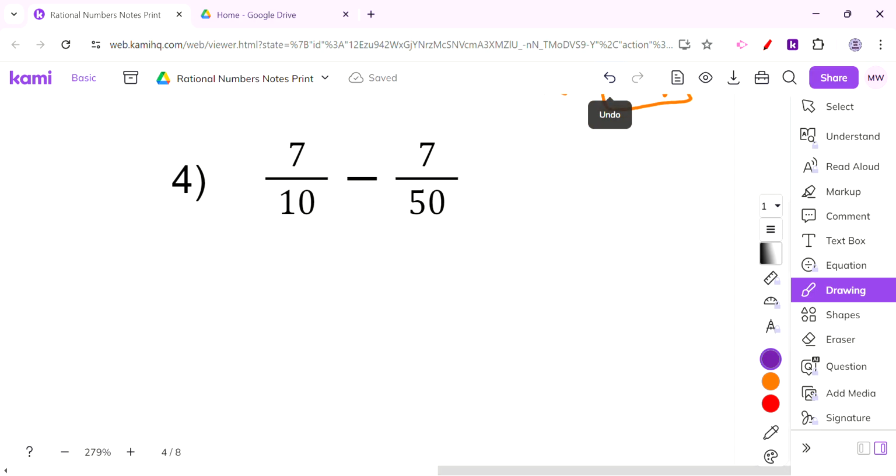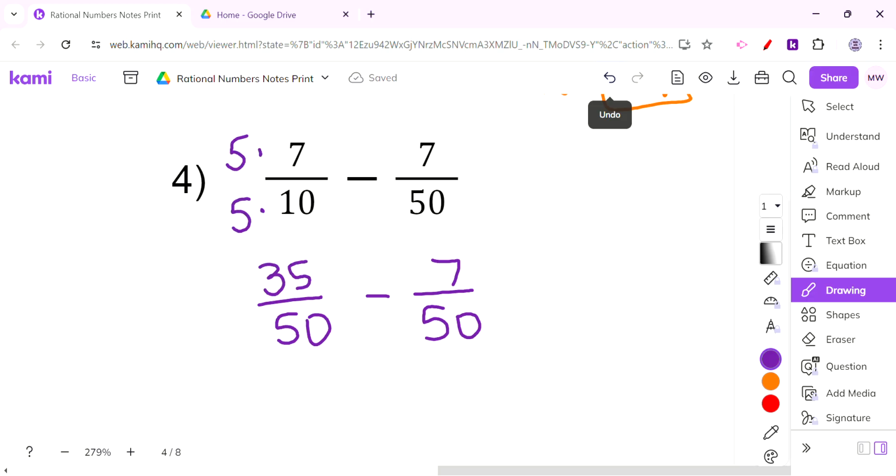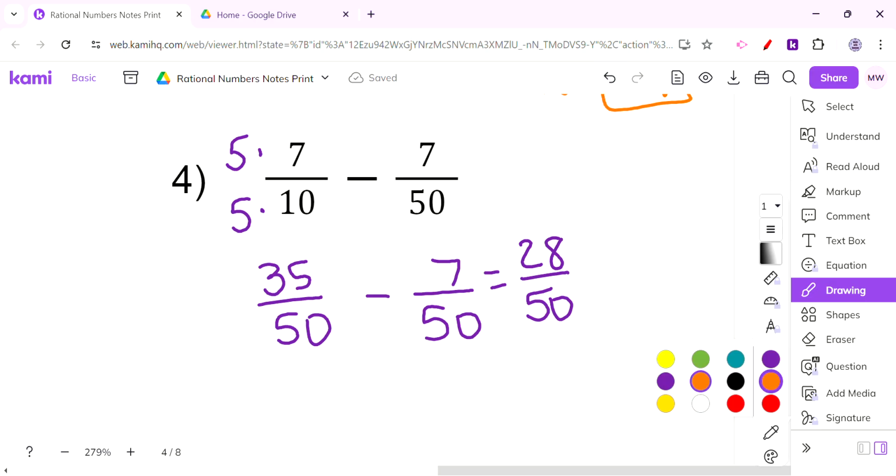Okay, and then last, we have your 7/10 minus 7/50. The common denominator is 50. We're going to multiply this by 5 to get 35/50. And this is just staying the same. So we have 35 minus 7. And that gets us 28 over 50. And now each of these can be divided by 2, which is 14 over 25.